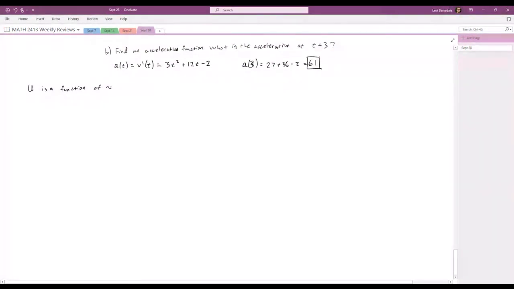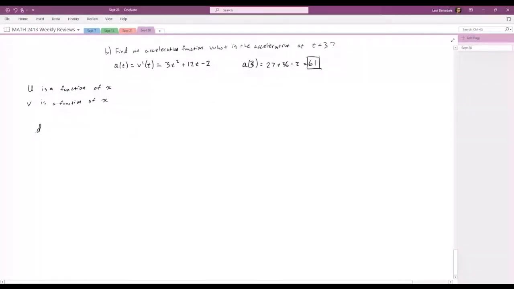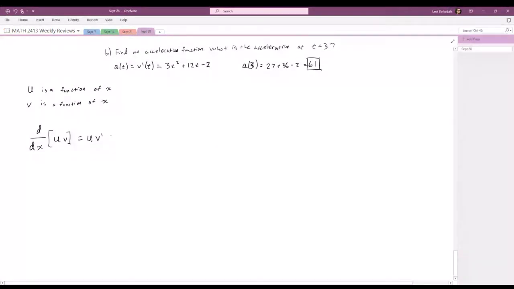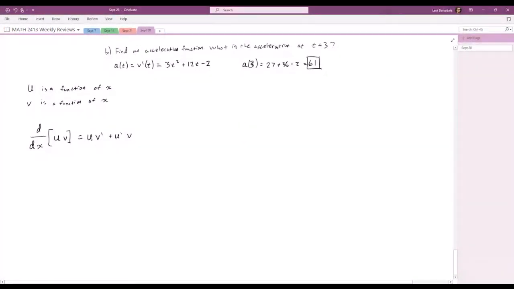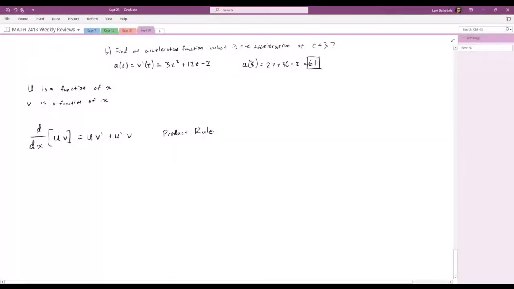U is a function of x. Then we can also say that like v is a function of x. Well then, if we wanted to take the derivative of these two functions of x that were multiplied together, we say it's the first one times the derivative of the second plus the derivative of the first times the second normally. And this is known as the product rule. This is very important. Definitely memorize this.